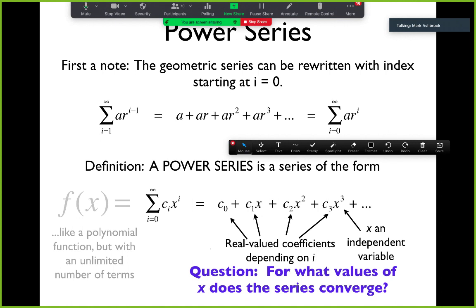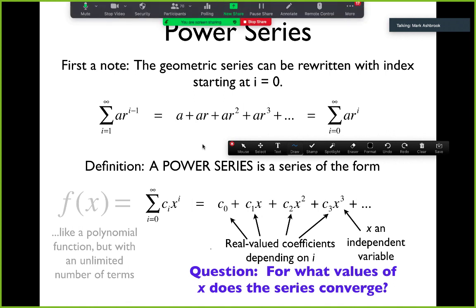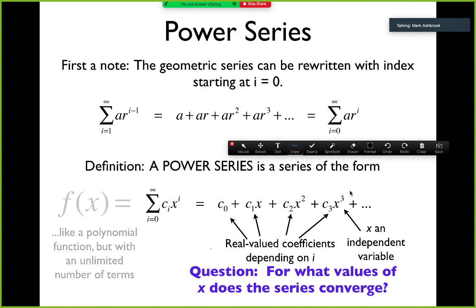So this is the big important question about power series, right? So x can vary. Since x can vary, we're going to look for certain values of x for which the series will converge, sum up to a finite number, right? Converge means that all those terms will sum up to a finite number. And for other values of x, this thing will blow up, right? It'll just get huge.